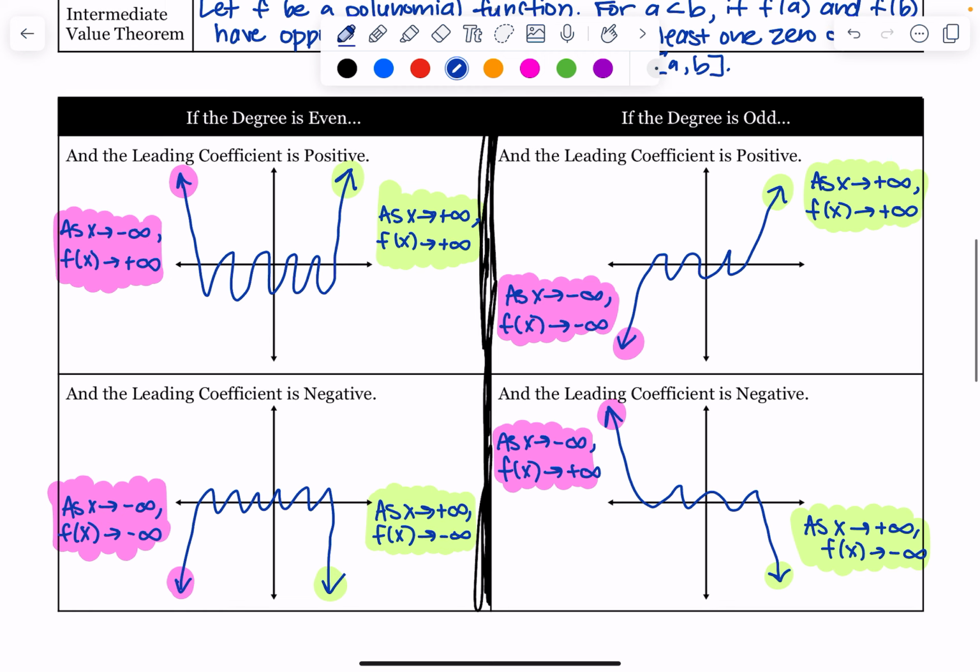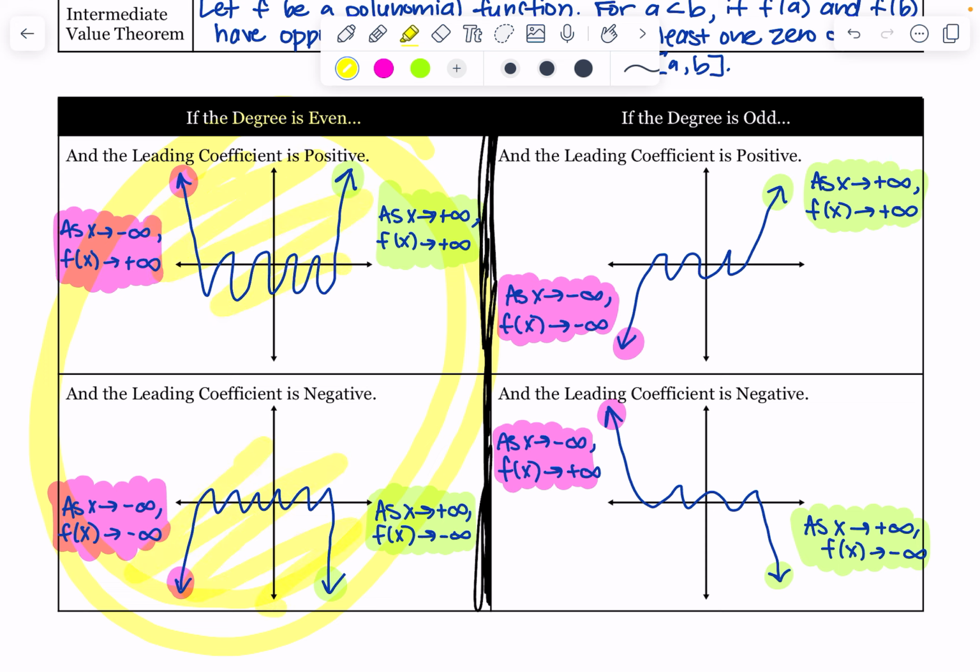This chart is something that you could memorize, but the more problems you do, you'll just start to understand how odd and even degrees are pointing. If you notice on the left side, the even degrees are pointing the same direction. They're both pointing up, or they're both pointing down, depending on if the leading coefficient is positive or negative. If we're looking at odd functions, they're pointing opposite directions. It's either down and up if the leading coefficient is positive, or up and down if the leading coefficient is negative.